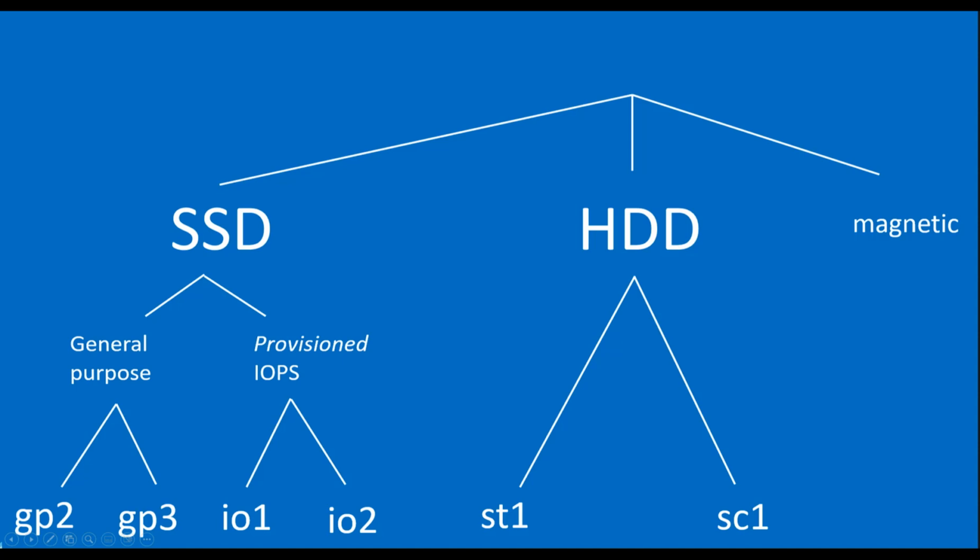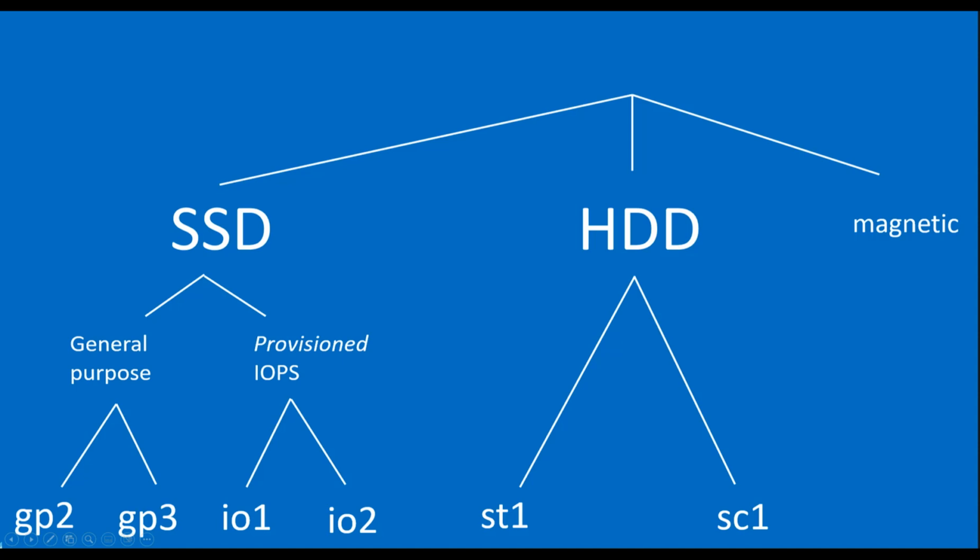Cold HDD volumes also use magnetic storage, and they come in sizes ranging from 500 megabytes to 16 terabytes, just like before. The difference is that SC1 volumes offer lower throughput. You only get 12 megabits per second of throughput per terabyte. So compare that to 40 megabits per second per terabyte. 40 down to 12 per terabyte, with a maximum of 192 megabits per second for a 16 terabyte volume. As you might expect, SC1 is cheaper than ST1 storage.